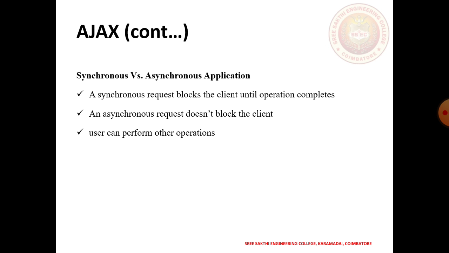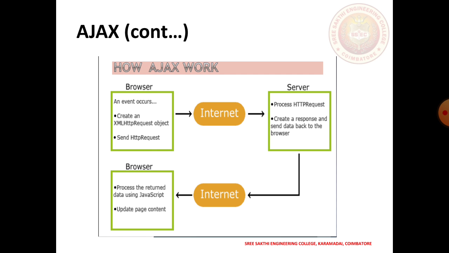Synchronous versus asynchronous applications. The synchronous application is the classic client web application, and the asynchronous application is the Ajax web application. In a synchronous application, when a client makes a request, the request can block until the operation completes. In an asynchronous application, when a client makes a request, the request is not blocked. It lets the user perform some other operation until the other request is made.